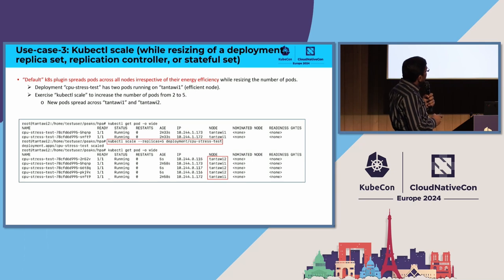Now, let's see what happens with the default scheduler plugin. Assume that we have a deployment which has two pods. Initially, assume that these two pods are deployed on node 1.